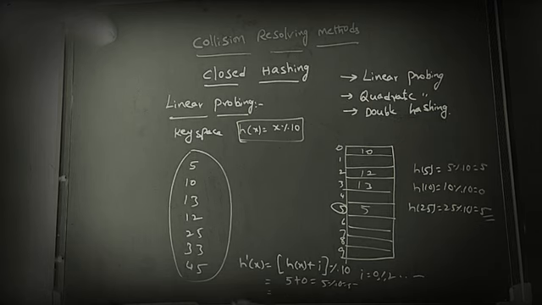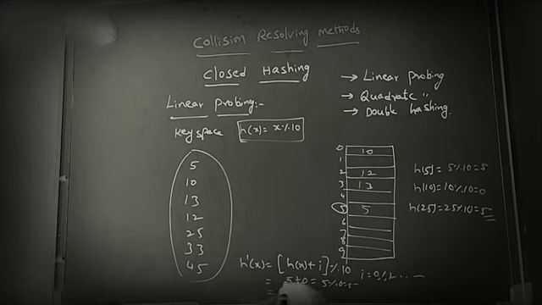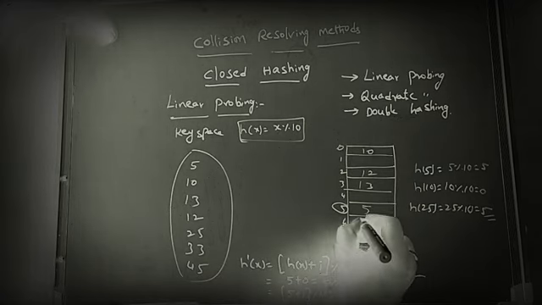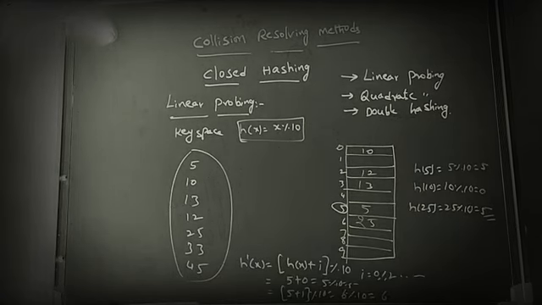Next go for i value 1. h(x) is again 5, plus i value 1, so 6 mod 10. What is the remainder? 6. Check whether the 6th indexed position is empty or not. If the 6th indexed position is empty, then immediately place the value 25. Okay, that is linear probing.